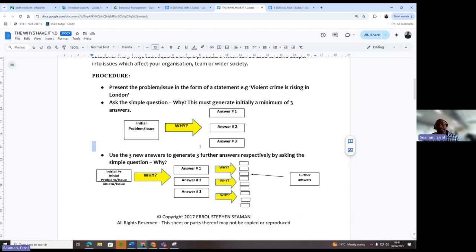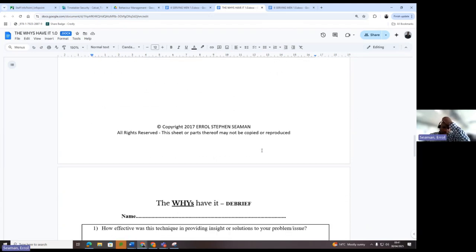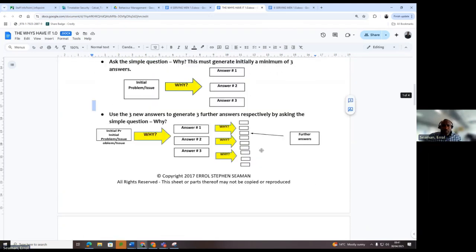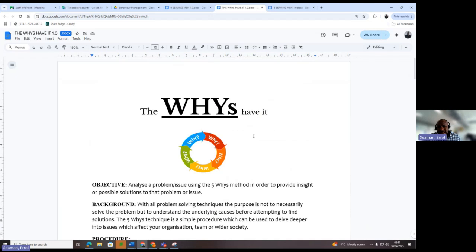So I don't want you to just mistake the fact that, well, I'm just asking a why question, but it's the structure and it's the strategy of how we're using it in order to, obviously, as I said, probe our particular topic even further. So that's it in a nutshell.